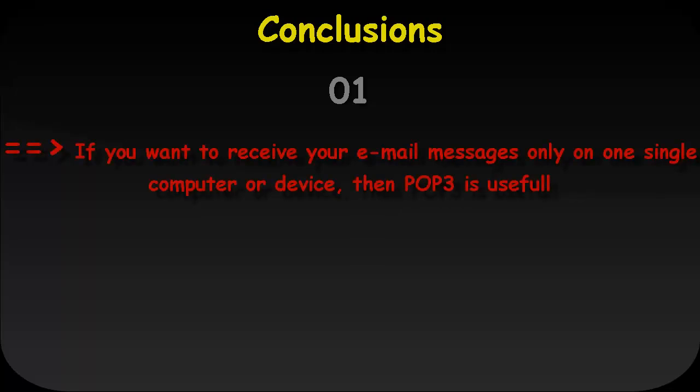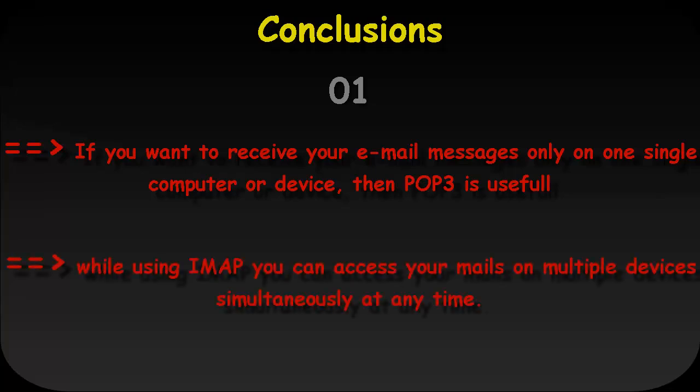So, let's conclude this topic with some points of difference. First, if you want to receive your email messages only on a single computer or device, then POP3 is useful. While using IMAP, you can access your emails on multiple devices simultaneously at any time.